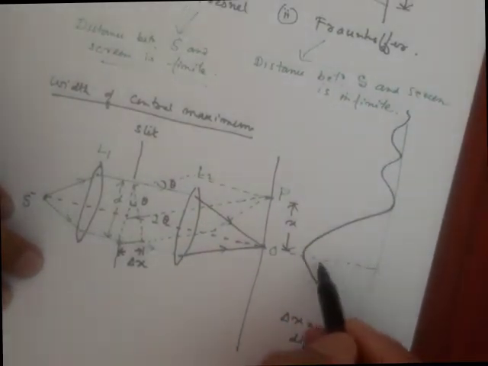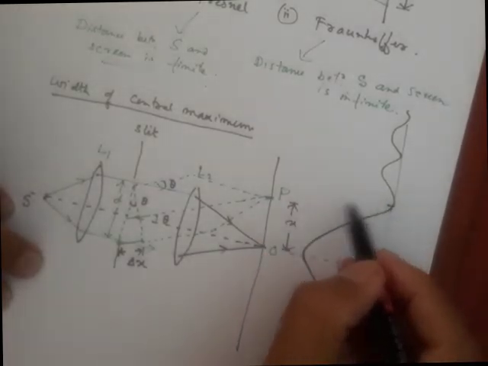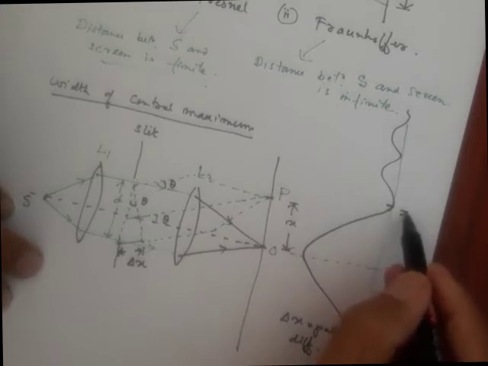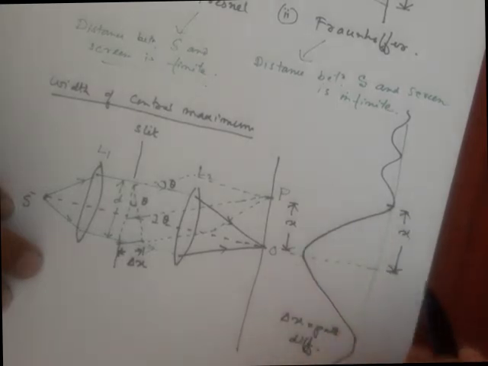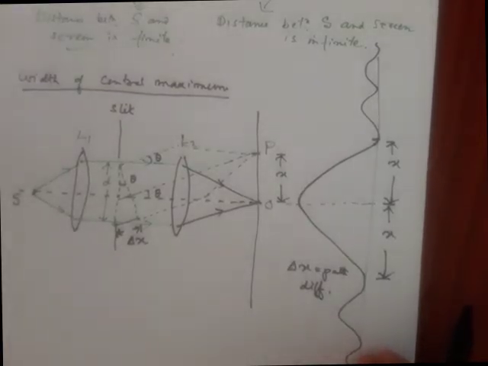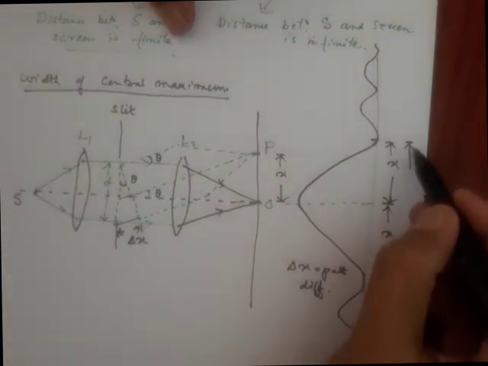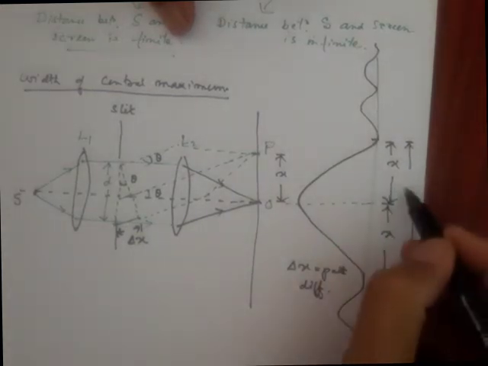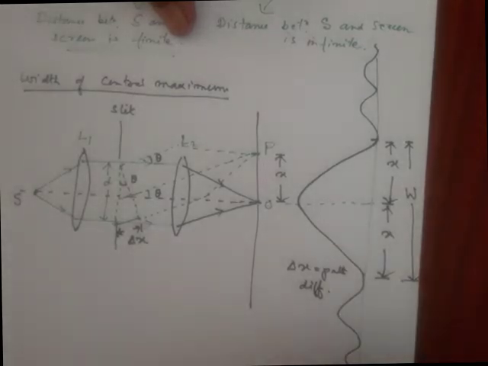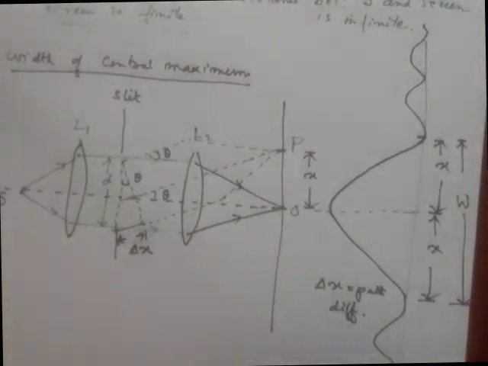So this is the central maximum. We call it the central maximum, and this point P, imagine it here. This distance should be x. On the other side, the same distance x should be available here. And this distance here is what we call the width of the central maximum. Let's write W here. So this is the width of the central maximum.